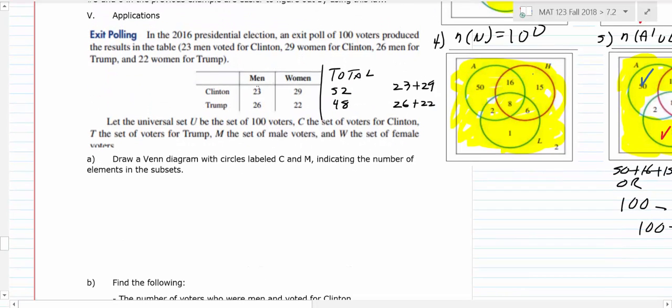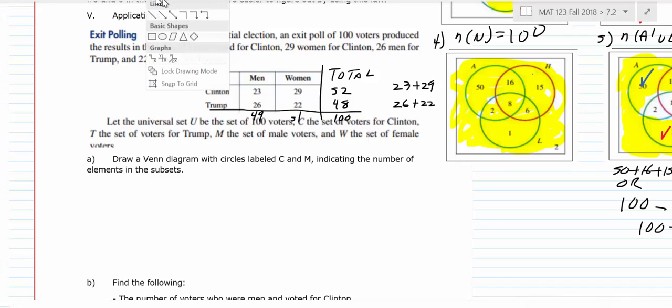Okay, and then it kind of goes like this. For men, there were basically 49 men who voted in this election, and then there were 51 women, and both of those numbers add up to 100. So notice that 52 and 48 add up to 100, and then 49 and 51 add up to 100 like that. So it's a good idea to write that in there, okay?